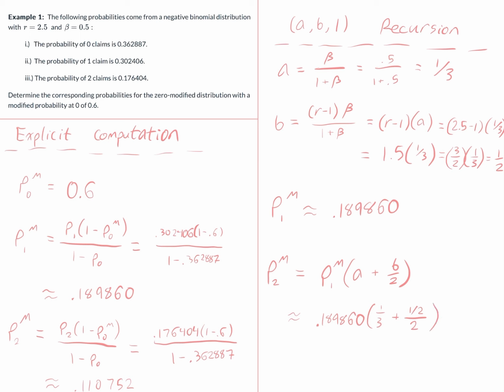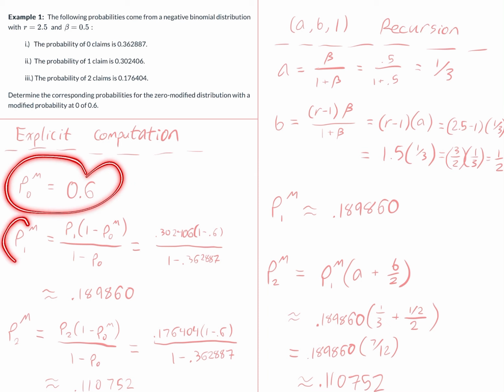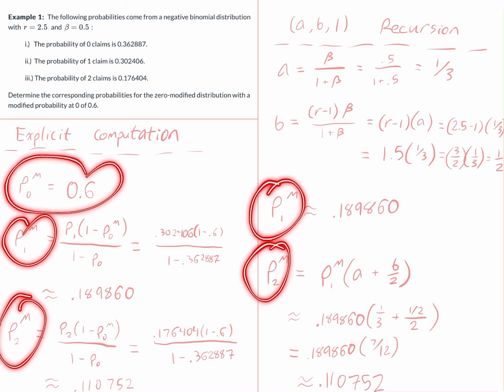And when we put that into a calculator, I'll actually give you the intermediate step here. This is going to end up being 7 over 12. And we put that into a calculator to yield, to no one's surprise, the same result that we had before. So all 3 of these are valid ways to get the answer for the modified probability of 0, 1, and 2. Hope this helps.